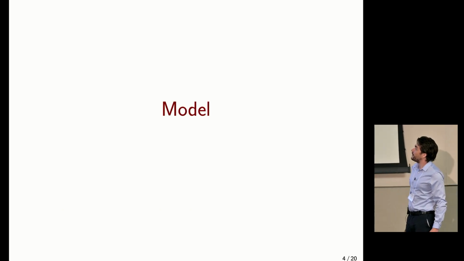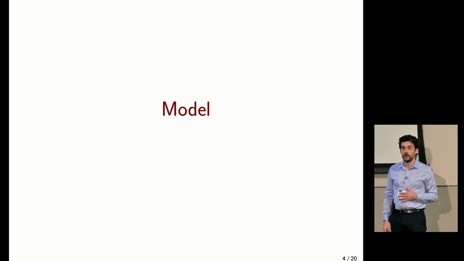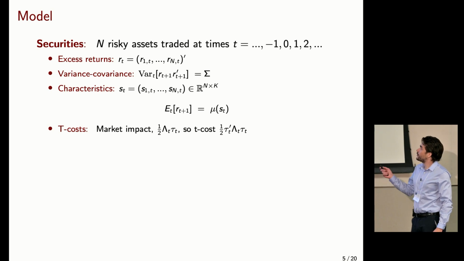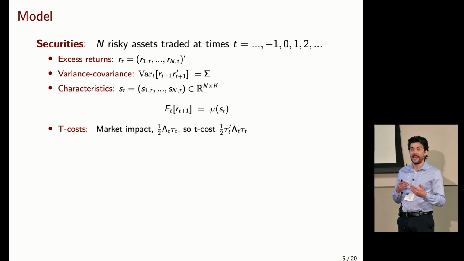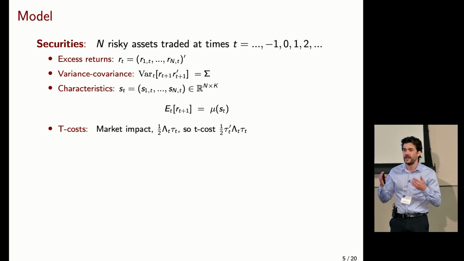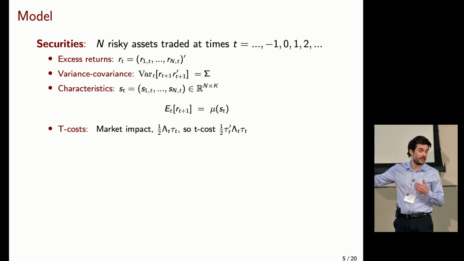So this was the summary of our empirical results. Now let me go into the model. We consider n risky assets trading at discrete points in time. In our empirical analysis, we're going to think about roughly 1,000 of the largest stocks traded at a monthly frequency.